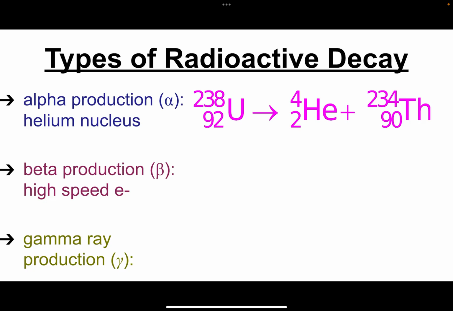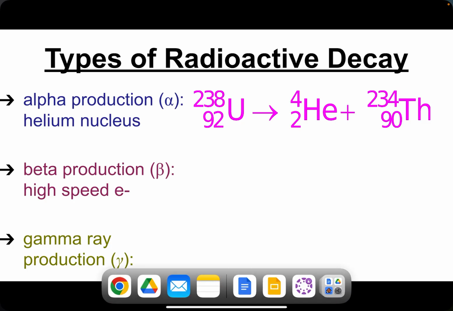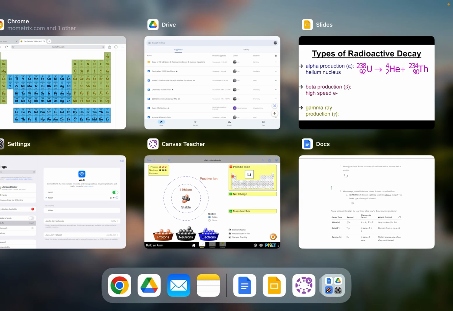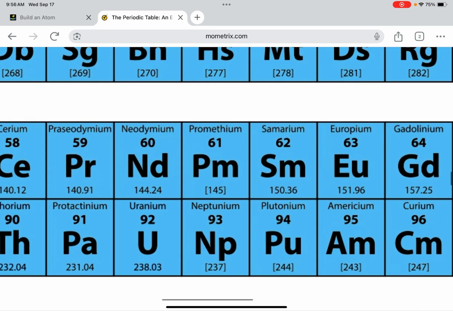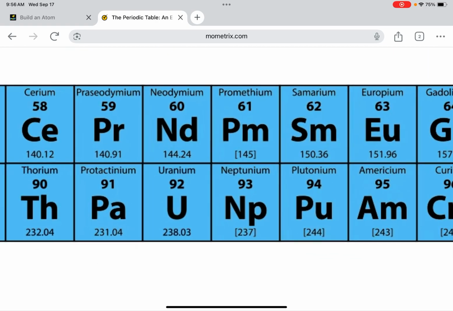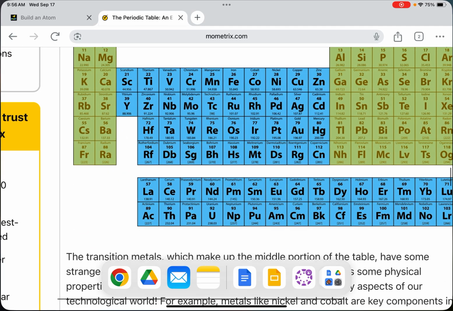So we have our reactant, which is our uranium-238. That's on our left. Now we have the number 92 at the bottom. That means that uranium has 92 protons. And let's verify that. I've got that pulled up right here. Uranium should be number 92. And if I look down, it's all the way at the bottom. Uranium, number 92. So we just verified that.